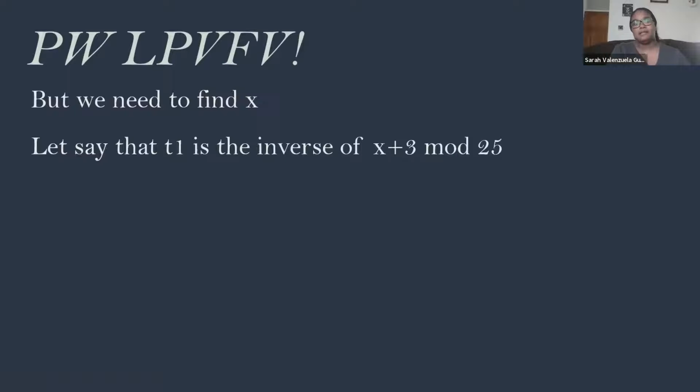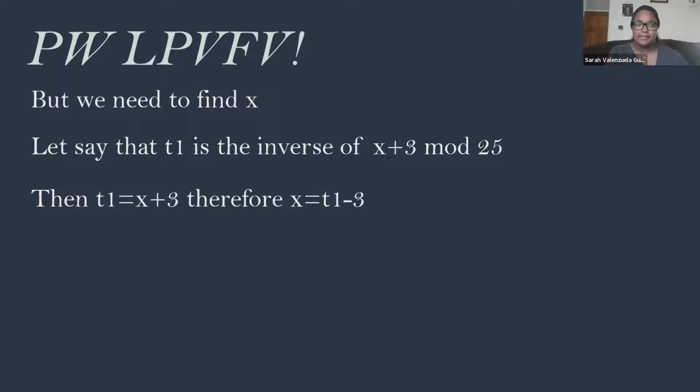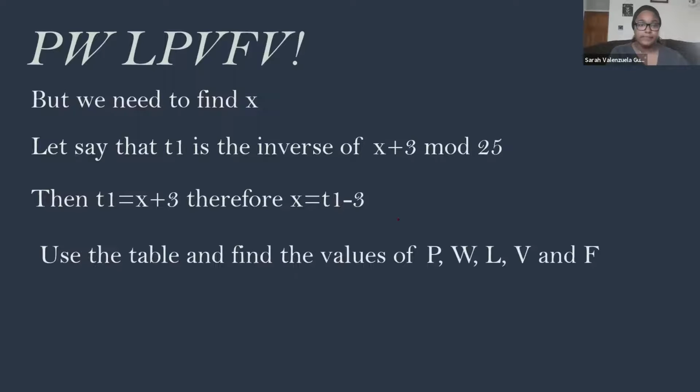So first, we need to find x. But how do we find x? Okay, let's say that T1 is the inverse of x plus 3 in modulus 25. Then T1 is equal to x plus 3. And therefore, leaving the x alone, x is going to be equal to T1 minus 3.